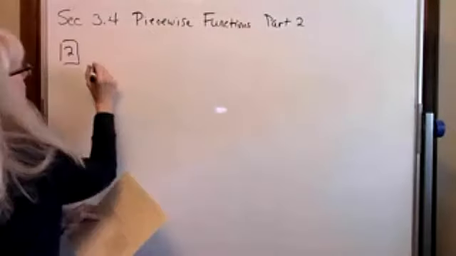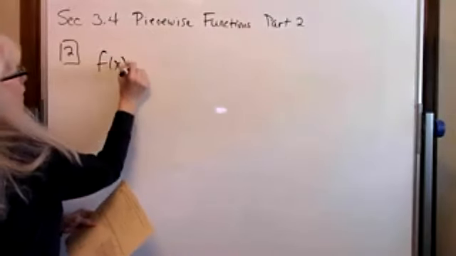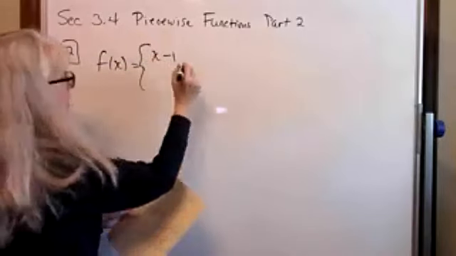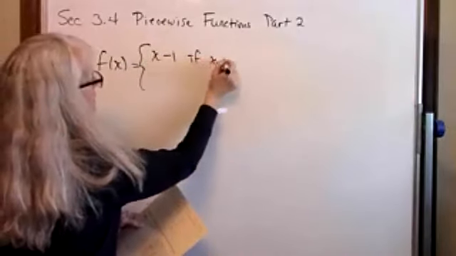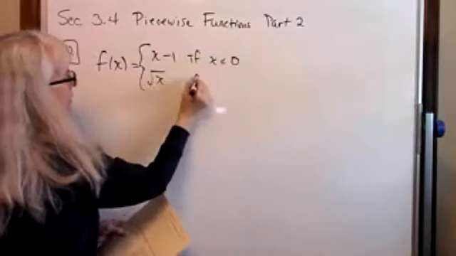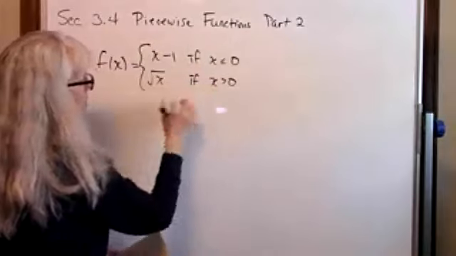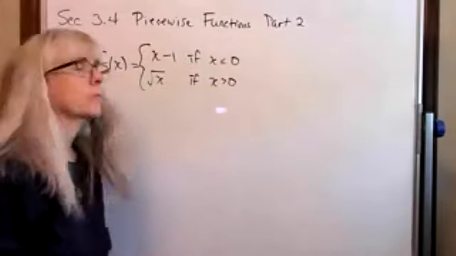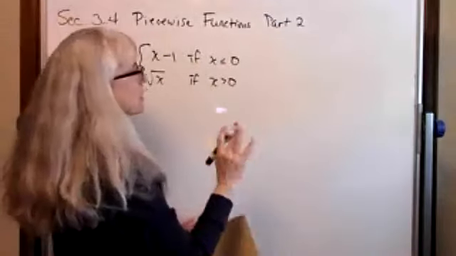It says f of x is equal to, and we have two pieces, x minus 1, and this is if x is less than or equal to 0. It would be equal to the square root of x if x is greater than 0. So you're going to notice that this is one of your library of functions that we already talked about in this section.